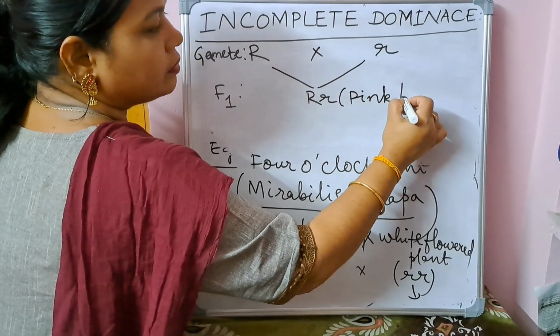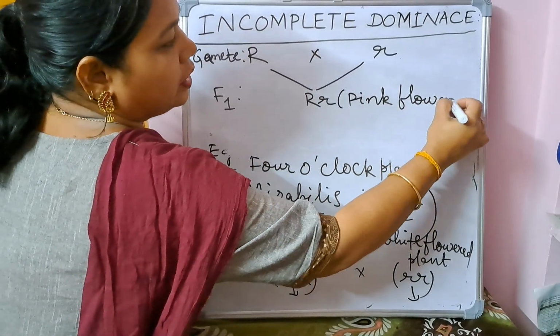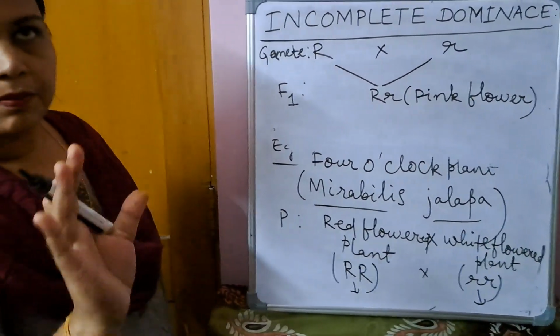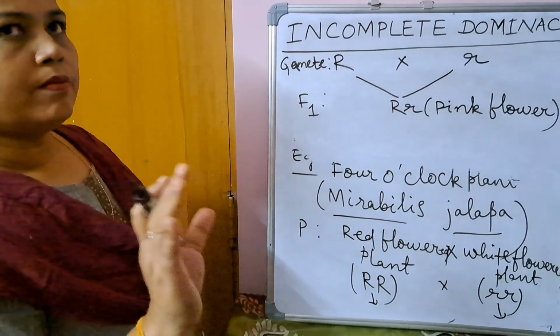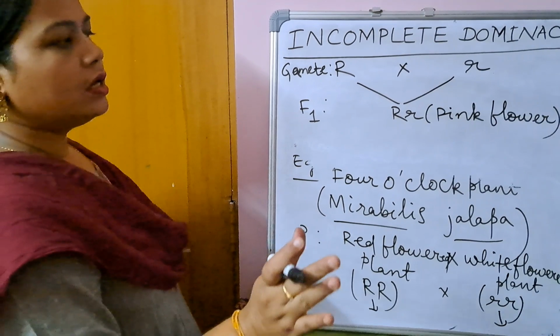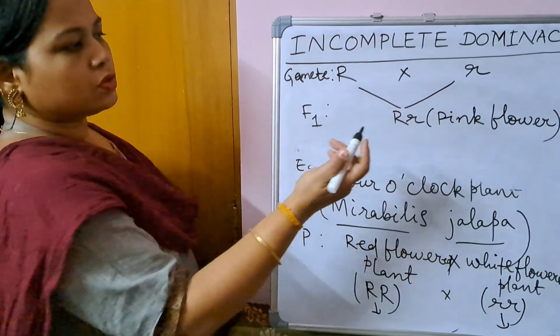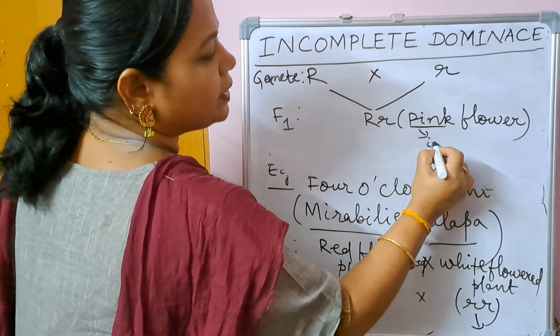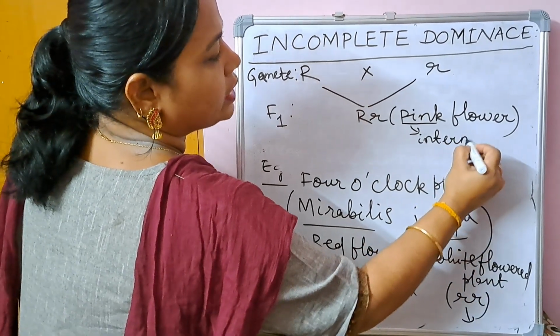You know, during your childhood you have used a color box by mixing the colors. When you mix red color and white color, it produces pink color. So here this pink color is an intermediate expression between red and white.